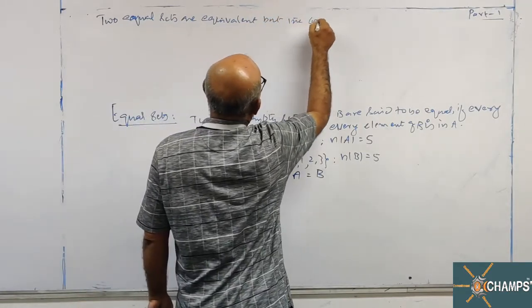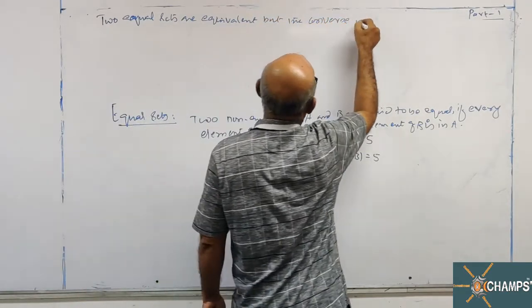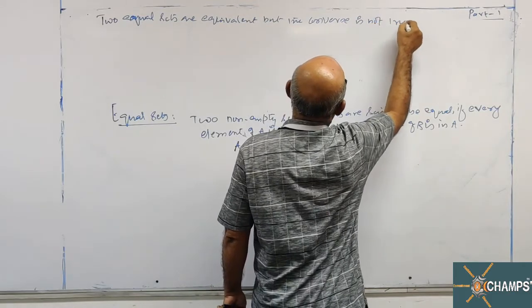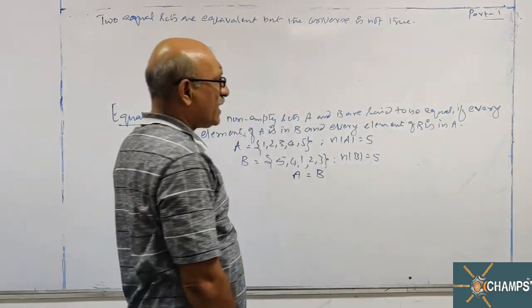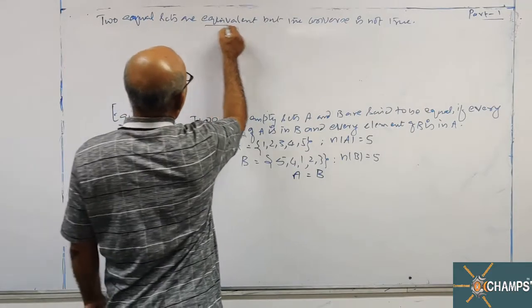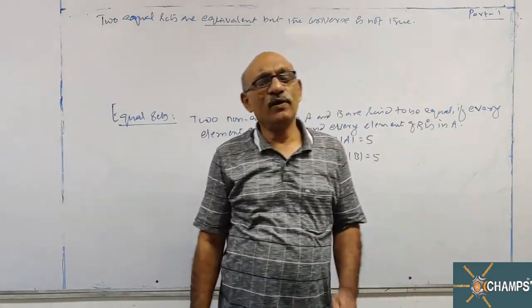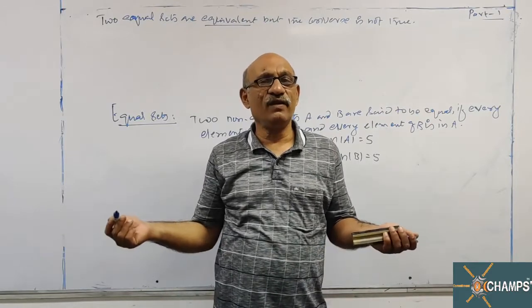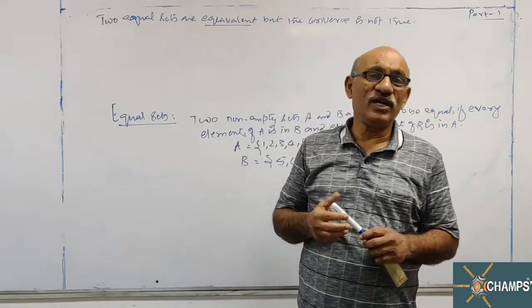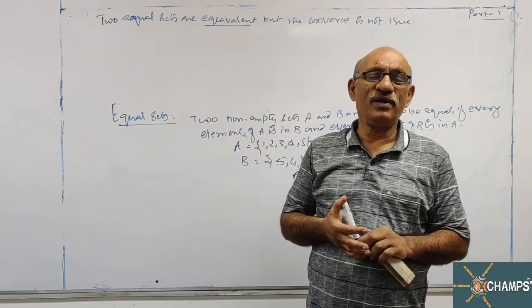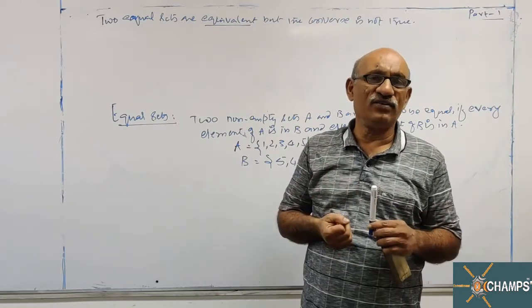But the converse is not true. What does it mean actually, sir? Let's go back to the definition of equivalent sets. Equivalent sets means two sets are having an equal number of elements. When two sets are having an equal number of elements, then they are said to be equivalent sets.